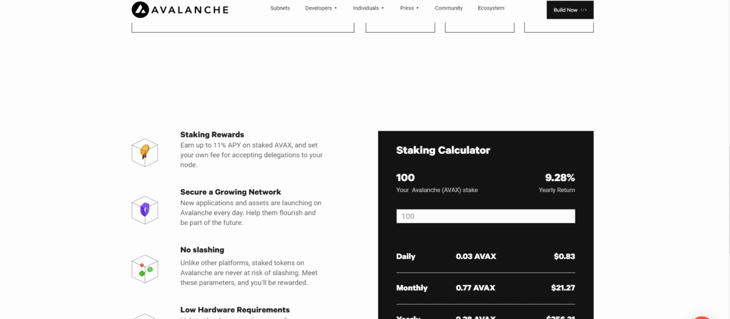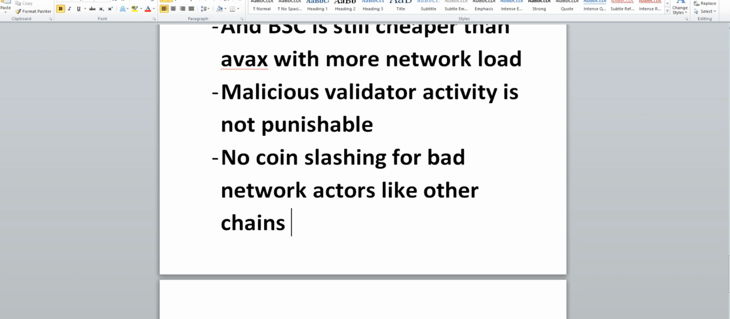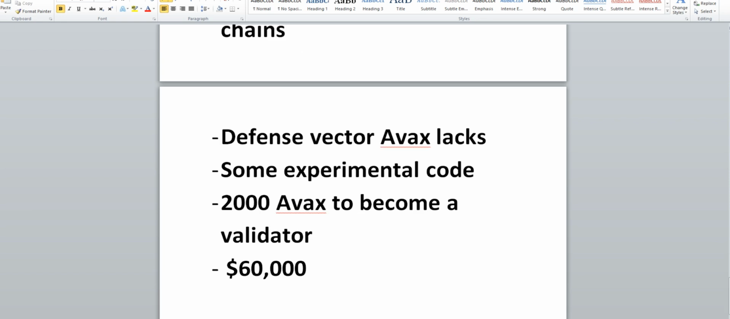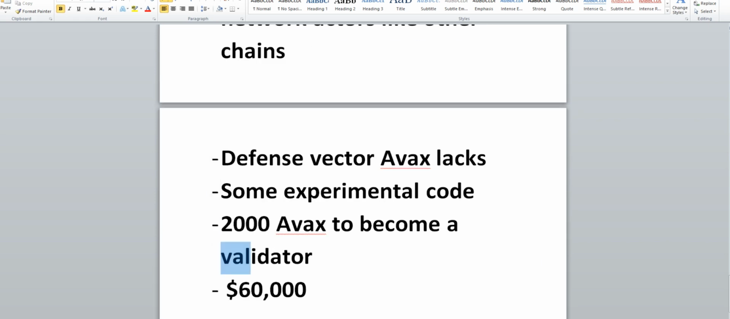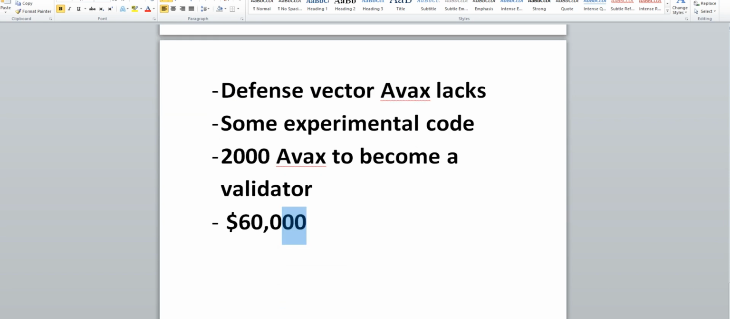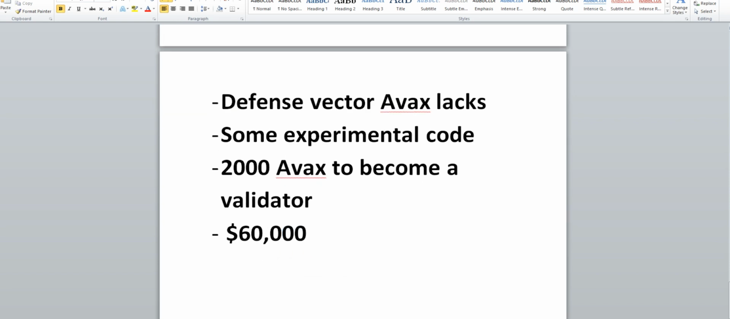So it's somewhat experimental code, and it's an attack vector, especially when you put together the high network load that AVAX experiences during a bull run and the high gas fees. That thing alone could snap the AVAX chain in half. All right, so that's to me a downside. And continuing forward, like I just mentioned, there is some experimental code in AVAX. You need 2,000 AVAX to become a validator, which is around $60,000, which is a lot of money, guys. And that's about all I have to say about AVAX.